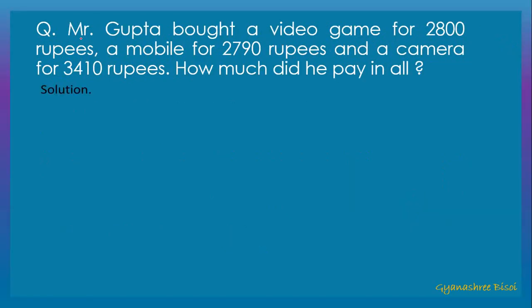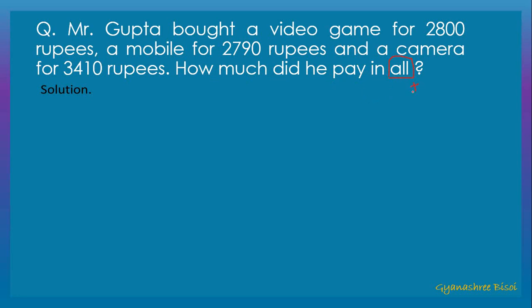Next question. Mr. Gupta bought a video game for 2,800 rupees and a mobile for 2,790 rupees and a camera for 3,410 rupees. Right? How much did he pay in all? Look at this clue word. I got the clue word. It shows I need to perform addition.